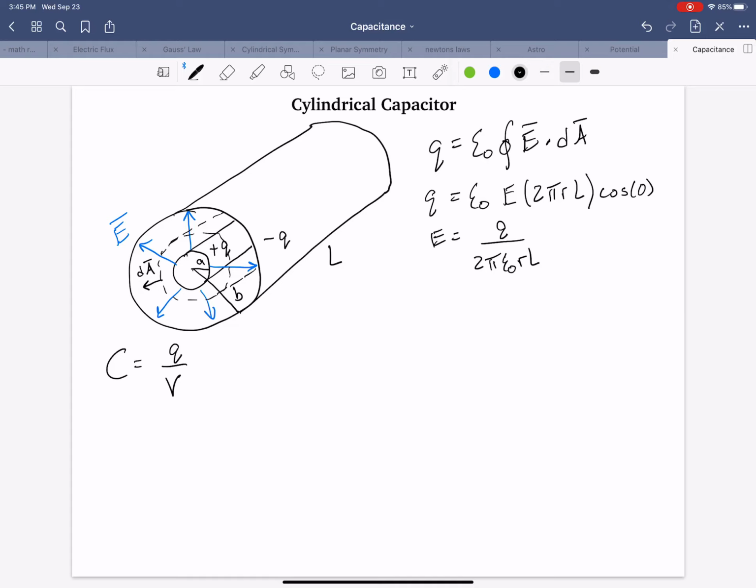Now we need to focus on the denominator in the capacitance equation, the voltage. How do we get the voltage between the central cylindrical plate and the outer cylindrical plate? Well, voltage is negative integral from initial to final positions of E dot ds. And again, we don't really like that minus sign being in here because we don't necessarily want a minus sign in the capacitance.